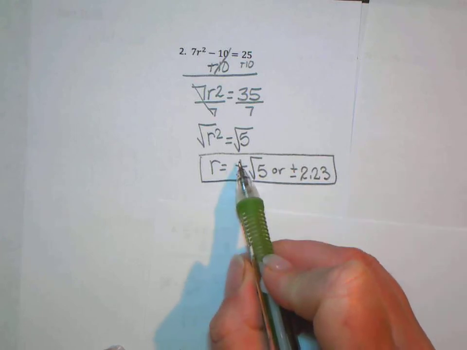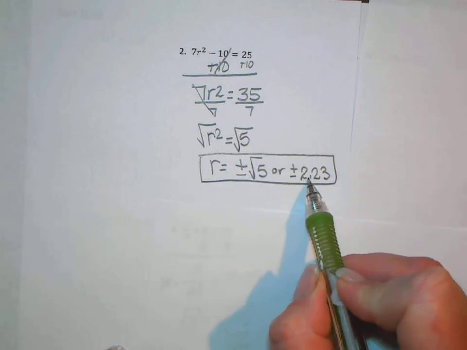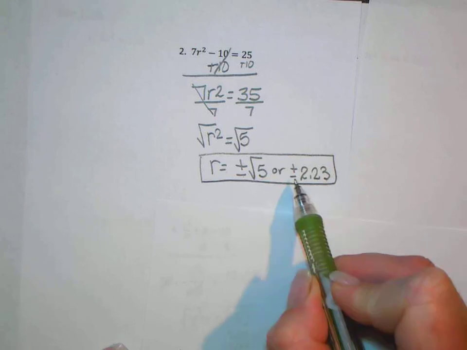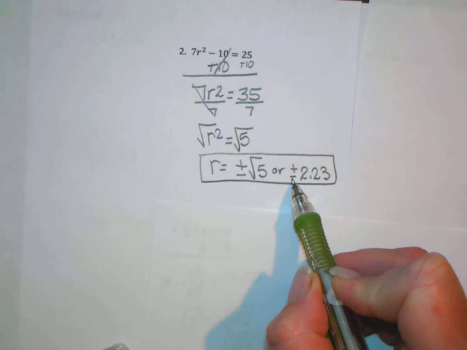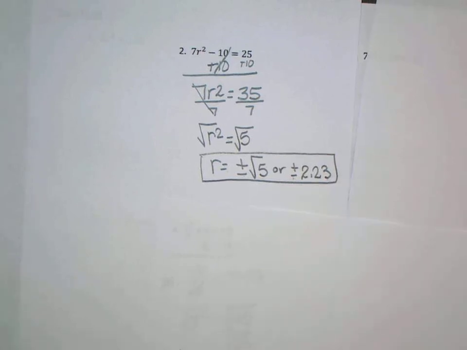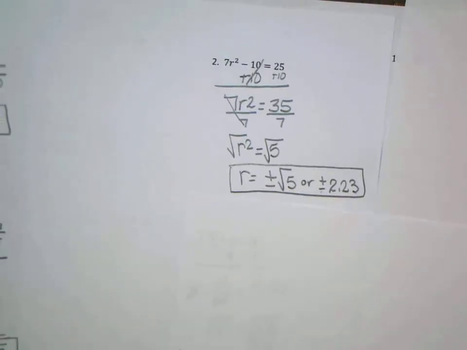So all you would do in your calculator is find the square root of 5 and you get 2.23. But I cannot reiterate to you guys enough how important it is to know that the answer is a positive or negative. There are 2 solutions. Okay, go ahead and do number 3. Pause the video.